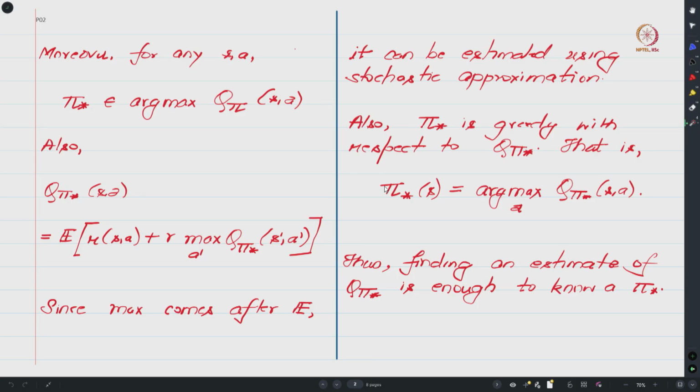If there are multiple actions, you can either pick any of those actions, or you can pick some distribution over these actions which maximize the Q pi star values, right. So what this tells us is that if you can somehow find an estimate of Q pi star, that is good enough to find pi star itself.